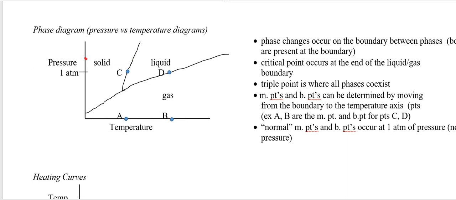Well, normally we just live under 1 atmosphere of pressure. As a chemist, you can change pressure, but normally there's 1 atmosphere of pressure. 1 atmosphere of pressure takes you to what we call a normal boiling point, or normal melting point in this case.